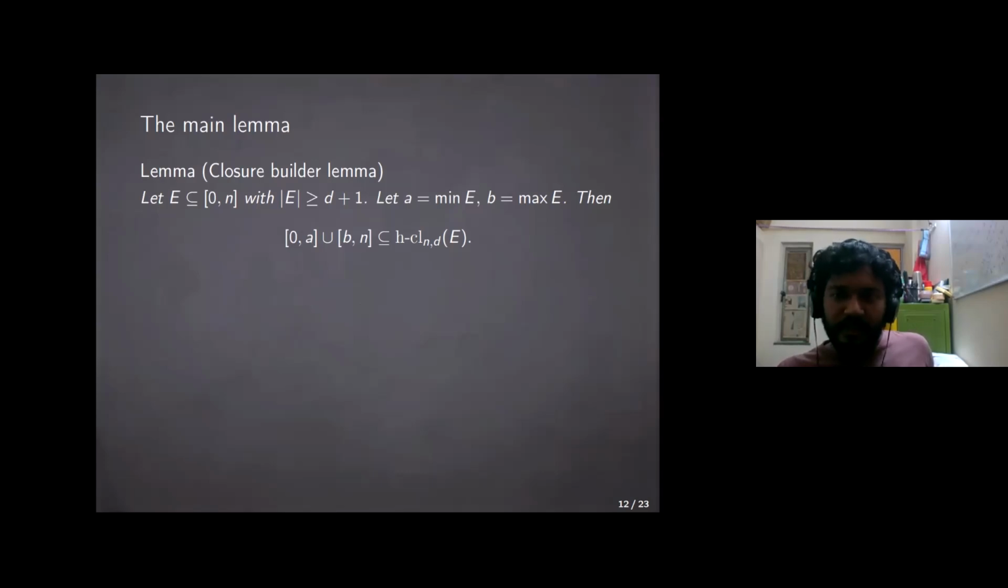The closure will look like the set E along with an initial segment and a final segment, if you think of it as a subset of 0 to n. These essentially are components of the initial segment and the final segment, which we'll get at the end. This may not be all. There may be more, which we'll get by repeated application of it. But so far at this stage, this is what we have.